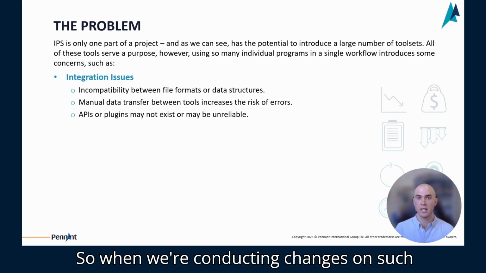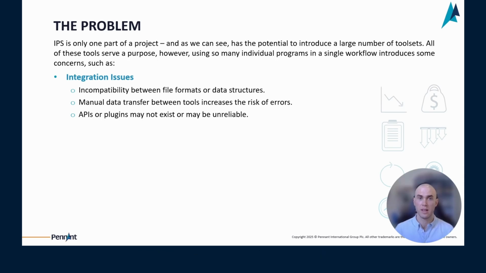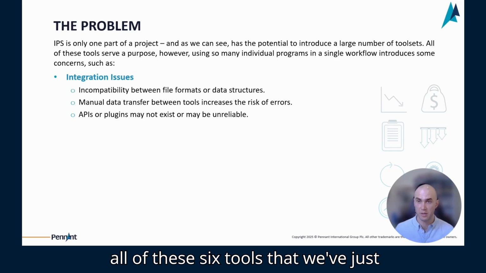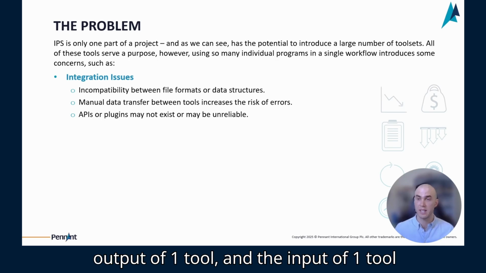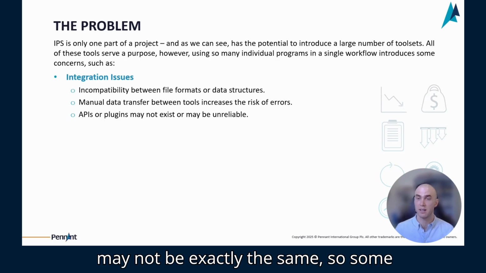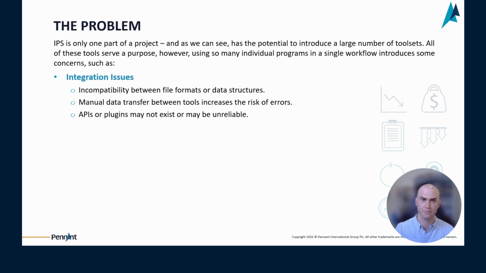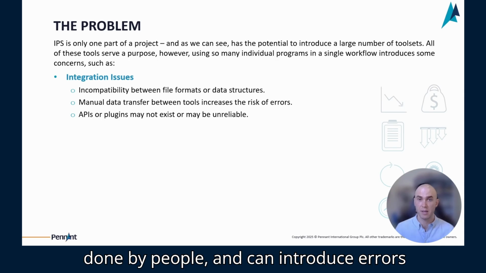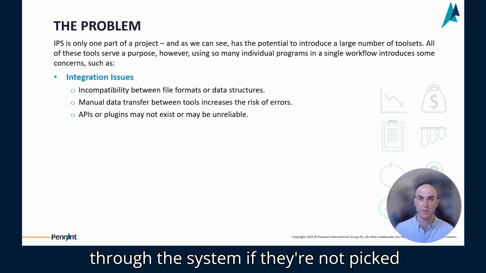So when we're conducting changes on such a large number of tools, this can introduce some errors. There can be integration issues between all of these 6 tools that we've just discovered. File formats, the output of one tool and the input of one tool may not be exactly the same, so some manual changing needs to happen to have these tools talk to each other. Of course, these manual changes usually done by people can introduce errors potentially, and those errors can flow through the system if they're not picked up.